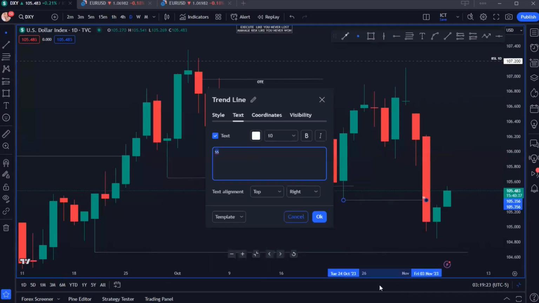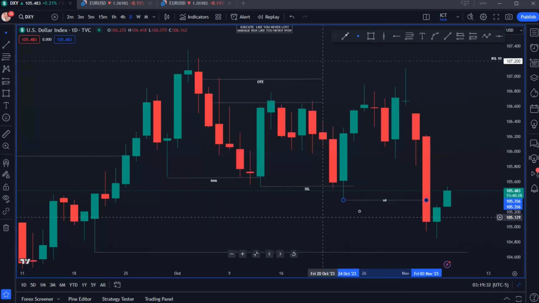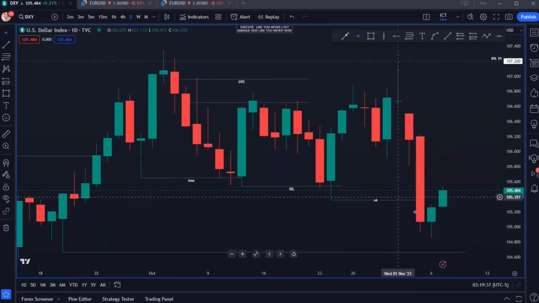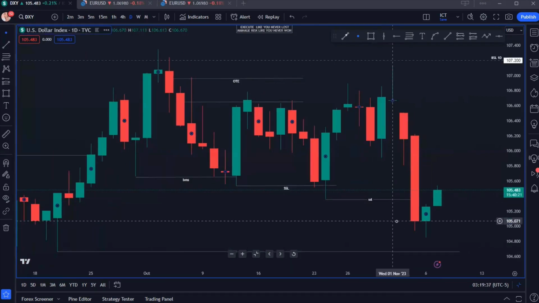So sell side liquidity, that's the most recent. So this is the most recent low swing point that has been taken. Okay, you can see this low taken at this point. So you have answered the question where price is coming from.